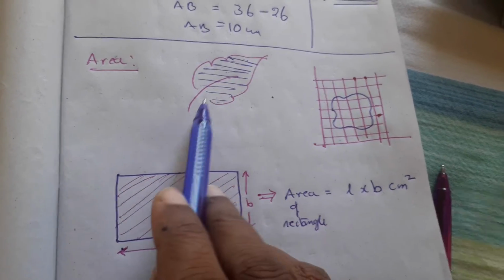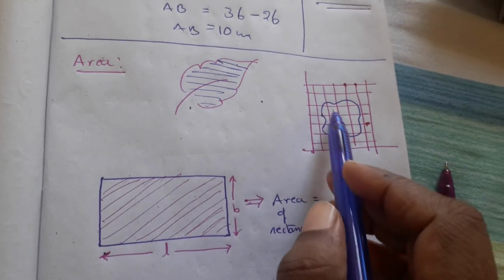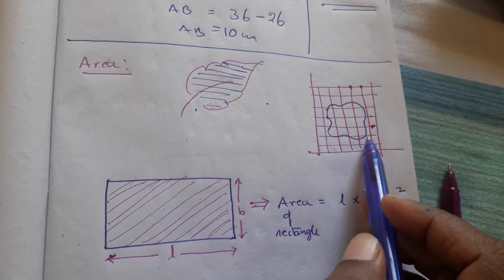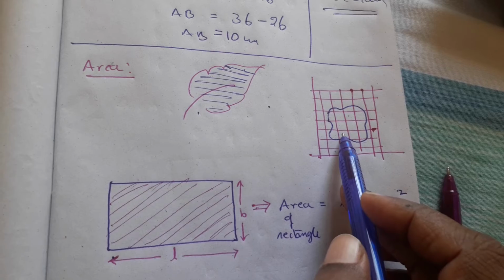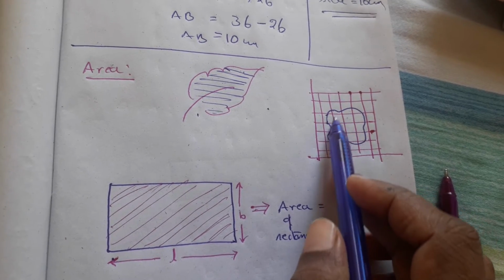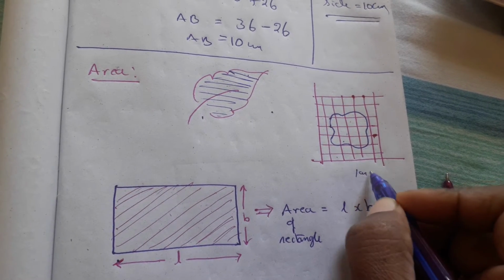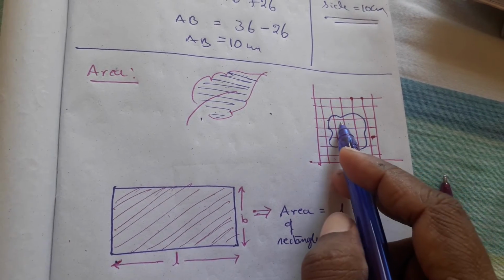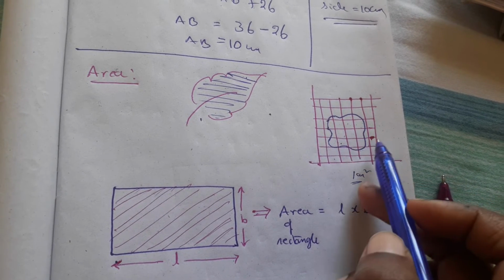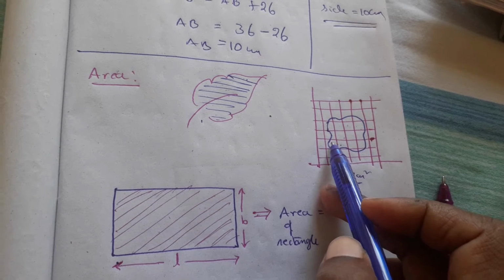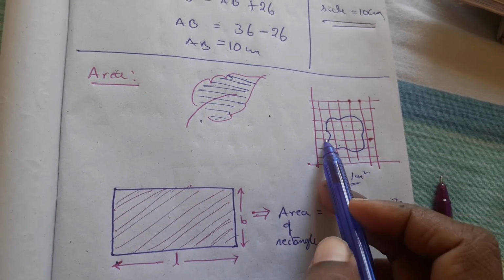Now suppose such areas are asked, you have to use graph paper. Suppose on the graph paper you are drawing it like this. Then you will first count the number of squares: 1, 2, 3, 4. Suppose 5 squares are completely inside. Each square is 1 centimeter square, so 5 squares means 5 centimeter square. This and this added together will become a square, and this small part and this larger part will become a square. Like that we will see and calculate how many squares.